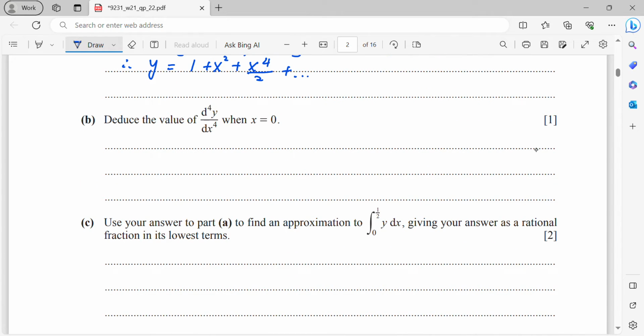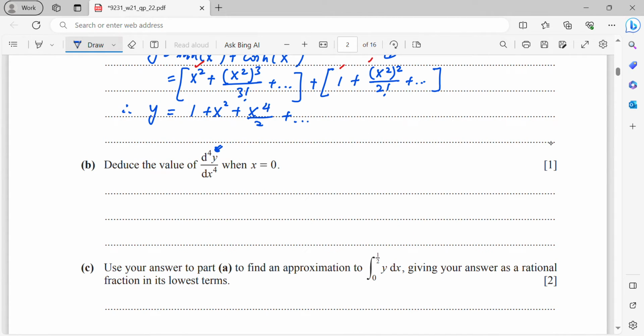Now for B, deduce the value of the fourth derivative when x goes to 0. So now I will get this derivative based on the Maclaurin series that we have just formed. So y equals 1 plus x squared plus x to the power 4 over 2. Now dy/dx: differentiate 1 to get 0, x squared becomes 2x, then x to the power 4 over 2 becomes 4x cubed over 2. And this is the same as 2x plus 2x cubed.